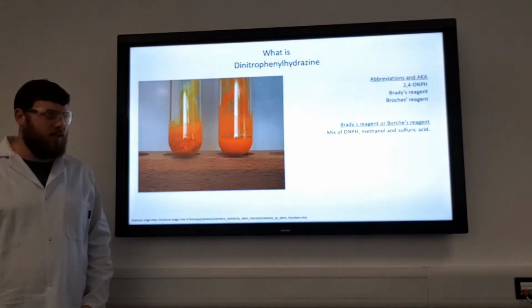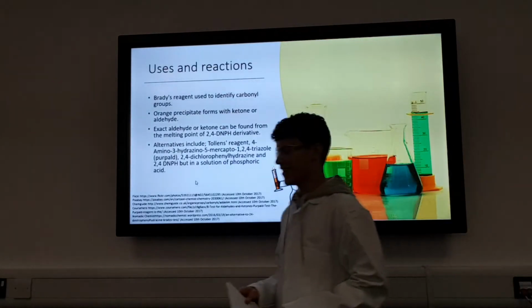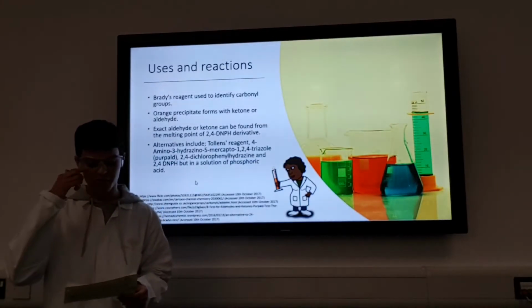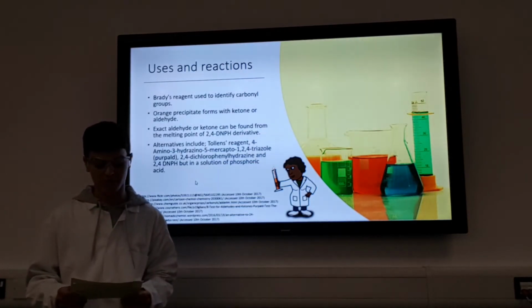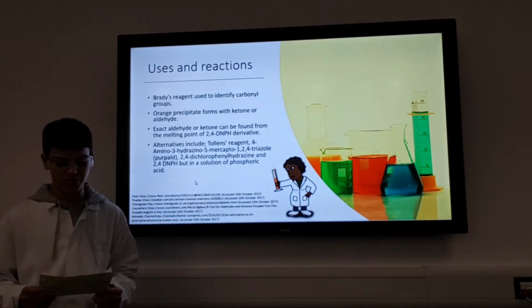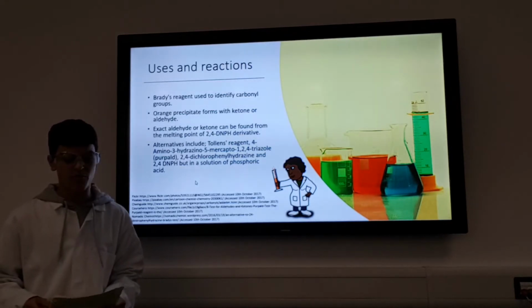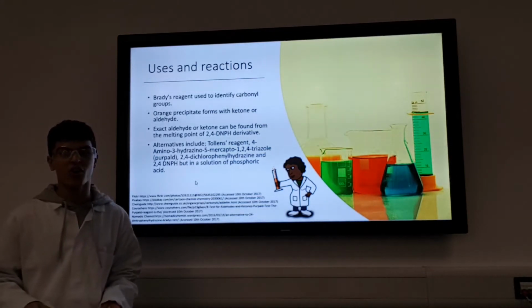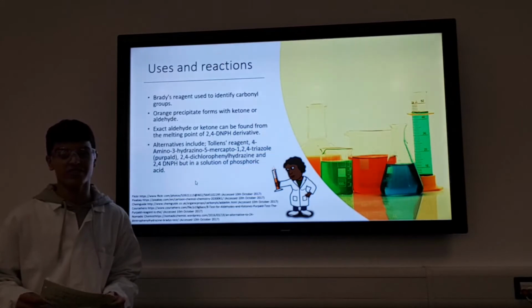Now I'd like to pass you over to Blake. Hi, I'm Blake, and I'm going to be talking about the uses and reactions of DNPH. DNPH is used as a quantitative test for identifying carbonyl compounds. Brady's reagent is used, which is a mix of methanol and sulfuric acid, and when this is added to your sample, a bright orange precipitate will form if a ketone or aldehyde is present. However, this test cannot identify carboxylic acids, so this limits the range of substances that it can identify.